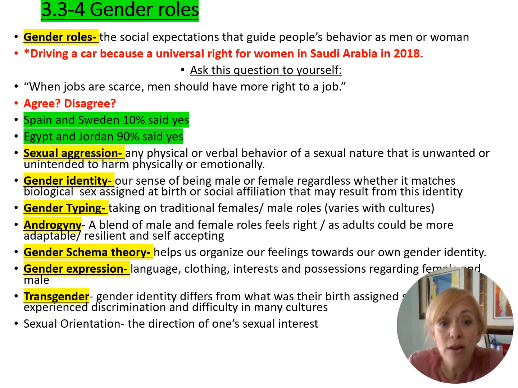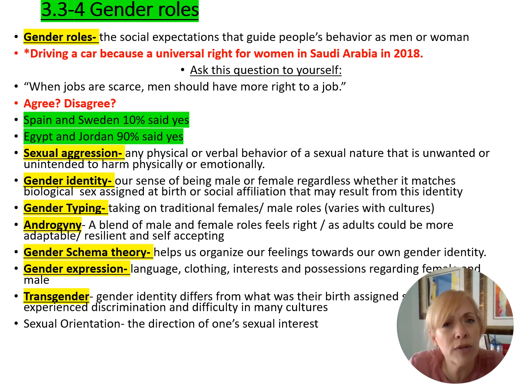Okay, in this slide, we're talking about gender roles, the social expectations that guide people's behavior as men or as women. And here's a fun fact. Do you know that driving became a universal right for women in Saudi Arabia in 2018? 2018, that was like the other day. It seems crazy, right, that women just got the right to drive in 2018 in Saudi Arabia. Well, that's because of their culture, right? And their views on gender roles, what women should be doing and what men should be doing.